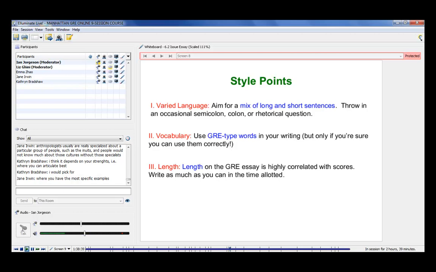And finally, length is pretty correlated. You're better off with a decent long essay than a great short essay. Now, if you write just crap, then long doesn't really help. But as long as you're writing at a decent enough level, longer is better. So just start writing and go until you run out of time, and ideally leave yourself a minute to just quickly skim it and make sure you didn't say anything too crazy.